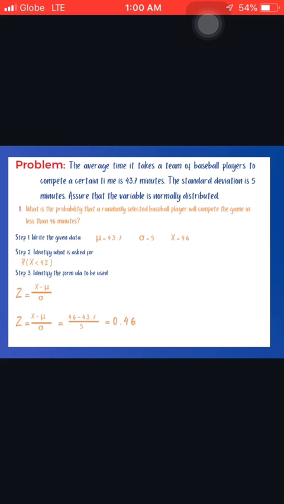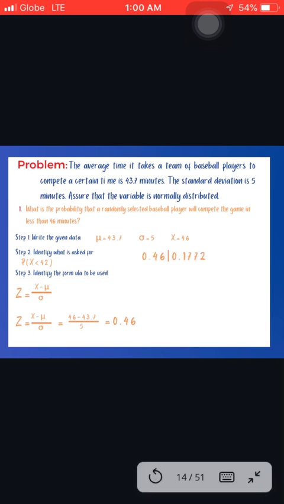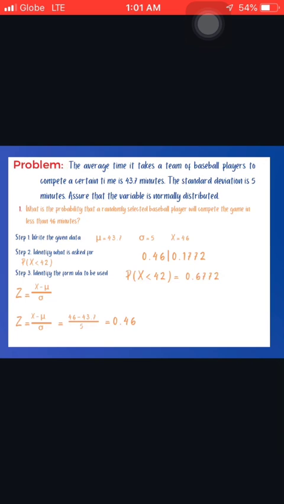Therefore, we have the answer of 0.58. So, paano nga ba nakuha yung 0.1772? We have the z-value table, kung anong katapat ng 0.4 and 0.6. Yun po ang resulta ng 0.1772. So, x less than 46 is equal to 0.6772.